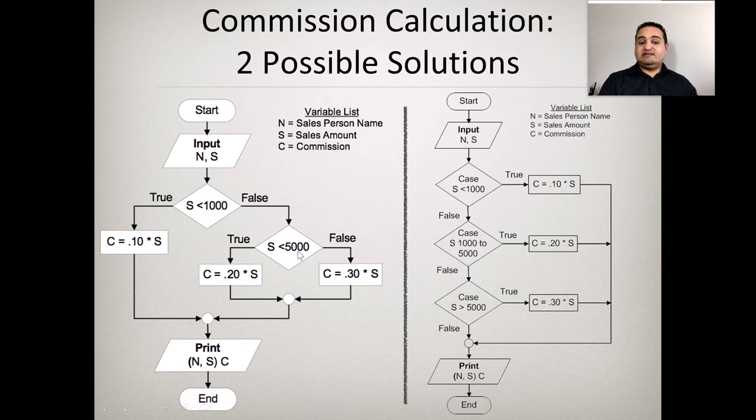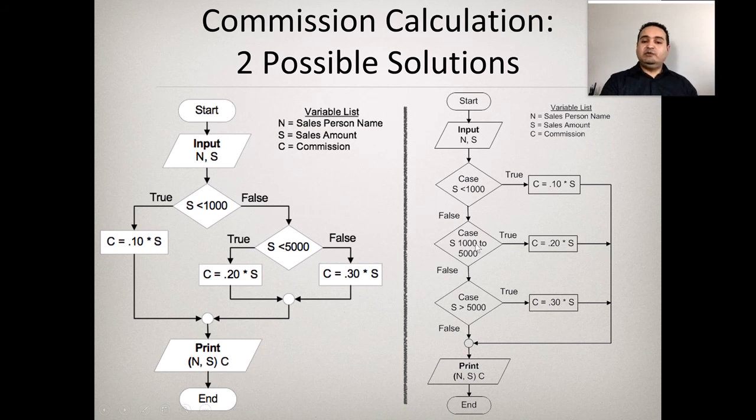is the sales less than 5,000? If it is less than 5,000 but greater than 1,000, then the commission will be 20% times the sales. And then if it is greater than 5,000, then the commission will be 30% times the sales amount, and then we can print the commission.